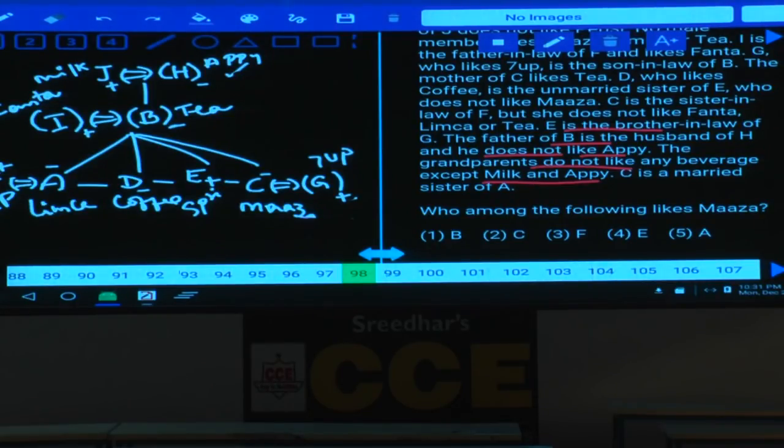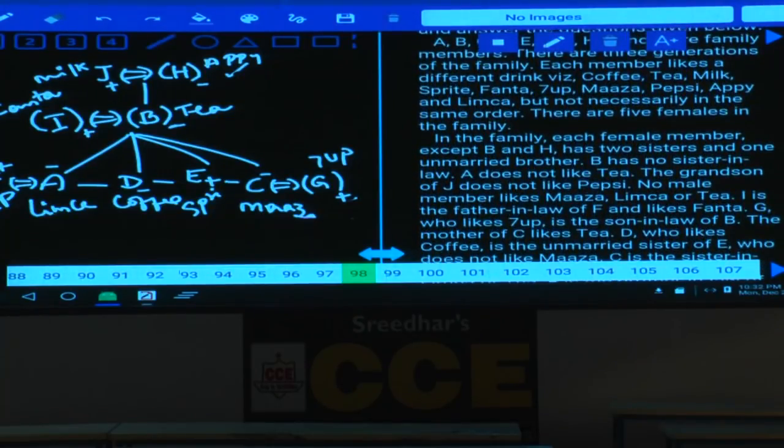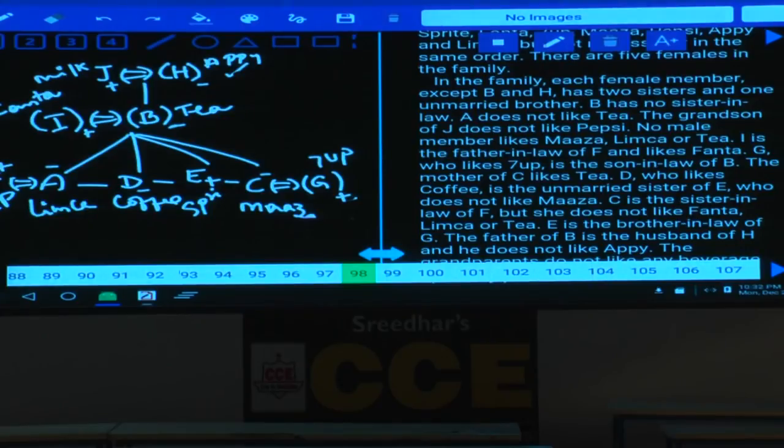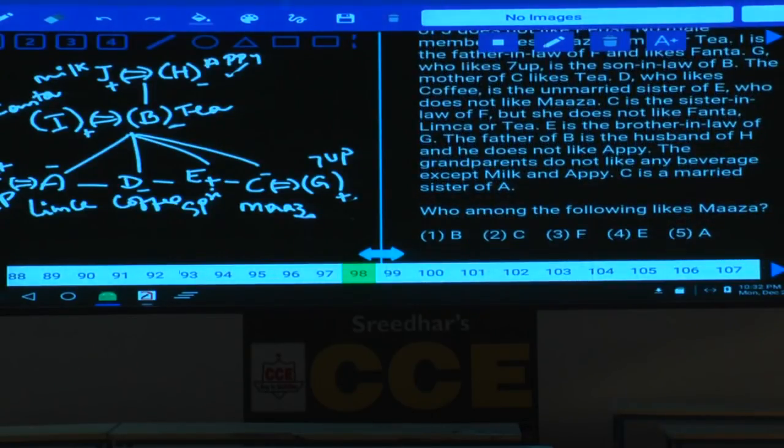Yes, write down this final arrangement. The main information is here only. What is the main information here? Each family except B and H has 2 sisters and 1 unmarried brother. And apart from this, the other information we can directly relate is C is the married sister of A.